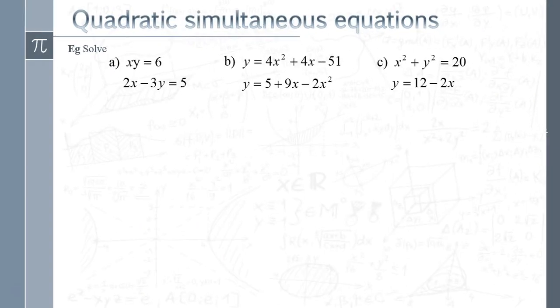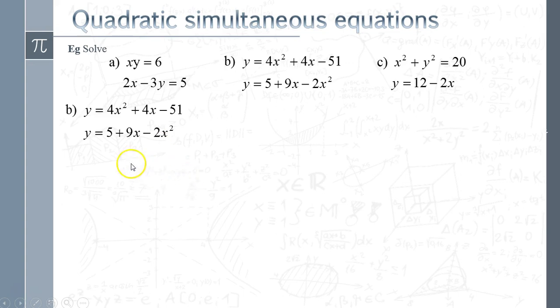Okay, on we go. Part B. This time we've got two quadratic curves. We've got a positive quadratic there, and you'll notice we've got a negative quadratic here. And in this case, both of those curves are equal to y in the form y equals. So we can just say, well, this thing here is equal to this thing here, and put the two next to each other. There we go.